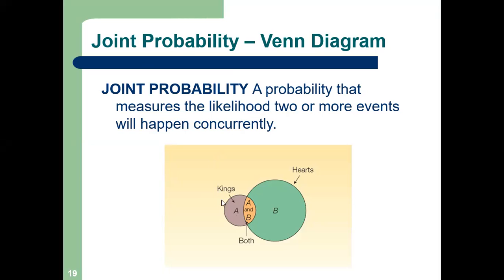As we discussed earlier, there are 4 king cards and there were 13 heart cards, and there was only one king of heart. So by this example, you can understand event A, event B, and the occurrence of both event A and B at the same time. So this one diagram can show that concept.